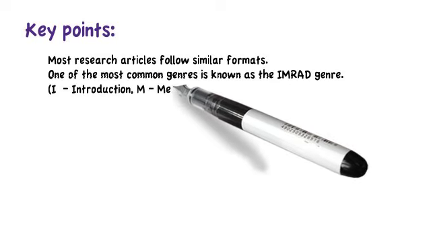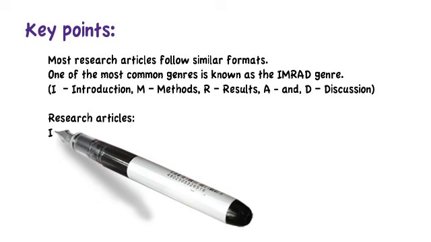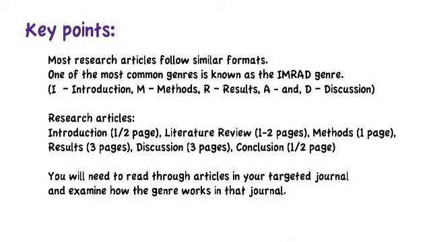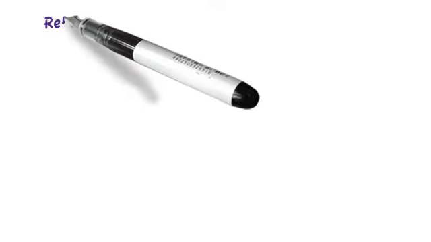So the key points from this video are that most research articles follow similar formats or genres. The IMRAD genre is one of the most common ones found in the sciences. Another variation and very common format is the one we've gone through in this video: the introduction, literature review, methods, results, discussion, and conclusion. But even though genres are common, you need to examine targeted journals to see how they work in that journal.